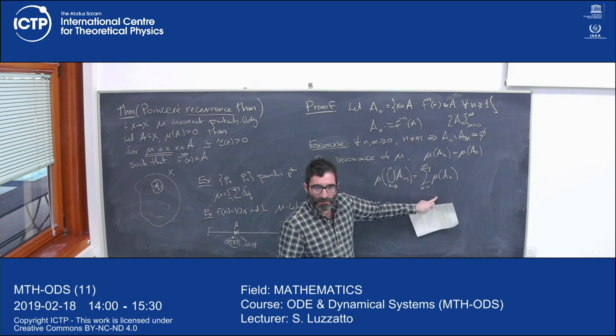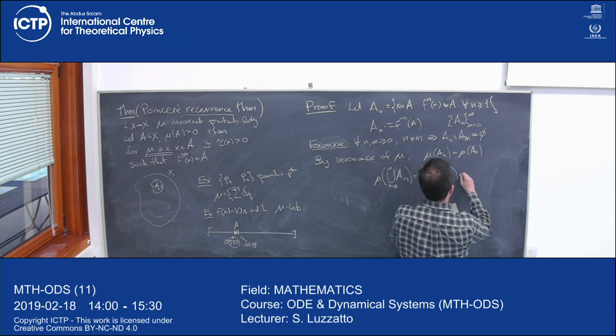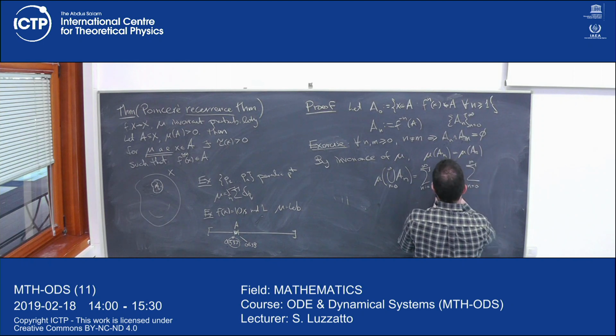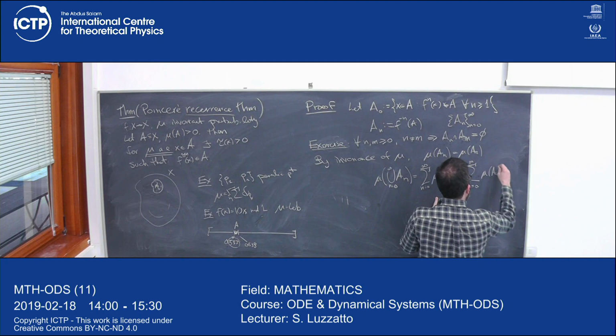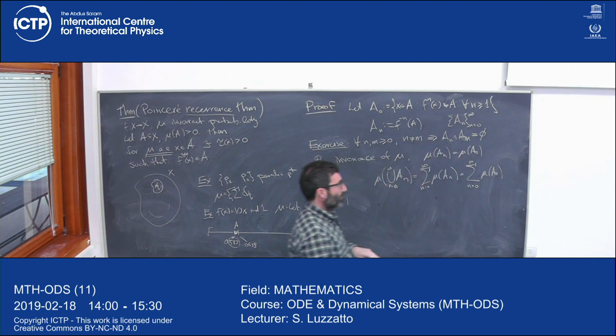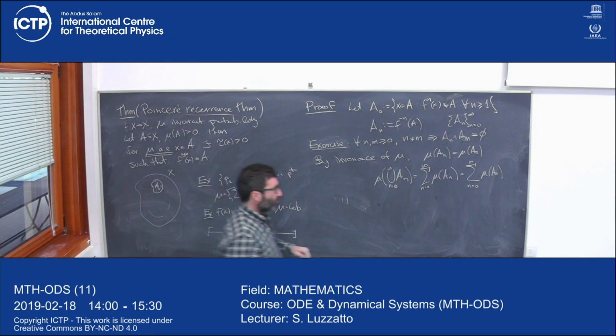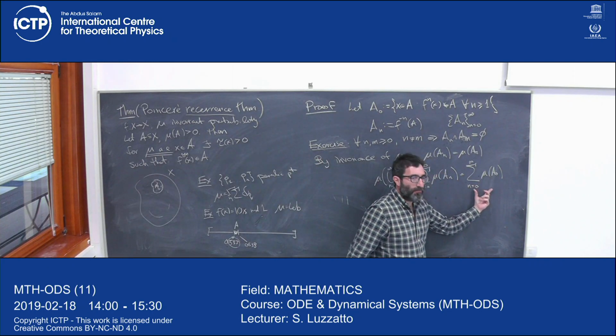And this is similar to the calculation before. This is the sum, n equals 0 to infinity. This is where we use the invariance of the measure. Right? This is mu of A0. Okay, so what are the possibilities here for this sum?